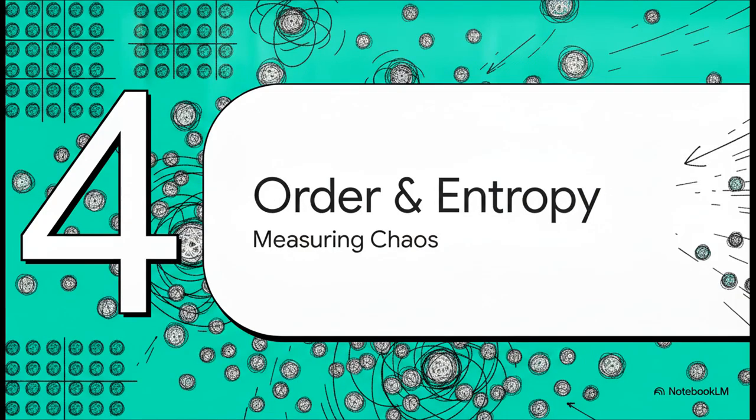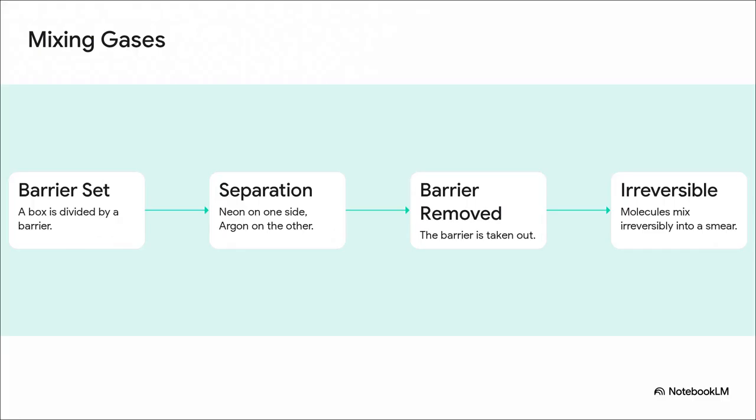Section 4, order, disorder, and entropy. Picture this. Little thought experiment with me. You've got a box, and right down the middle is a barrier. On one side, you have black neon molecules. On the other, white argon molecules. This is a highly ordered state. Everything is in its right place. Now, pull that barrier out. Slowly, they start to mix. A white molecule accidentally wanders into the black side. A black molecule drifts into the white side. Pretty soon, it's just a completely mixed up, uniform gray smear.